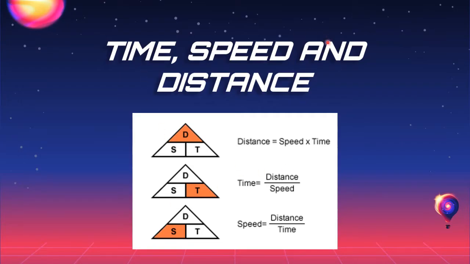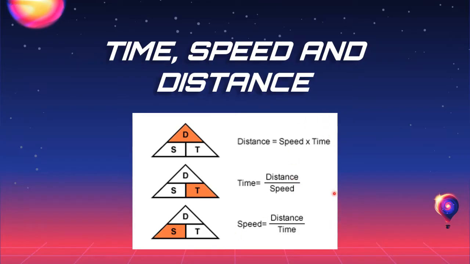As we know, time, speed and distance are three different quantities which can be related to each other with the help of the triangle. You can remember the relations between these three quantities with the help of these triangles, wherein distance is given by the product of speed and time, you can calculate time as distance by speed, and speed you can calculate as distance by time.